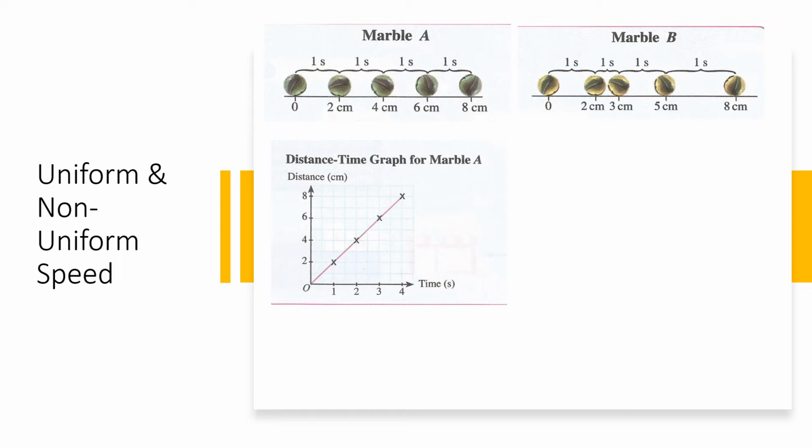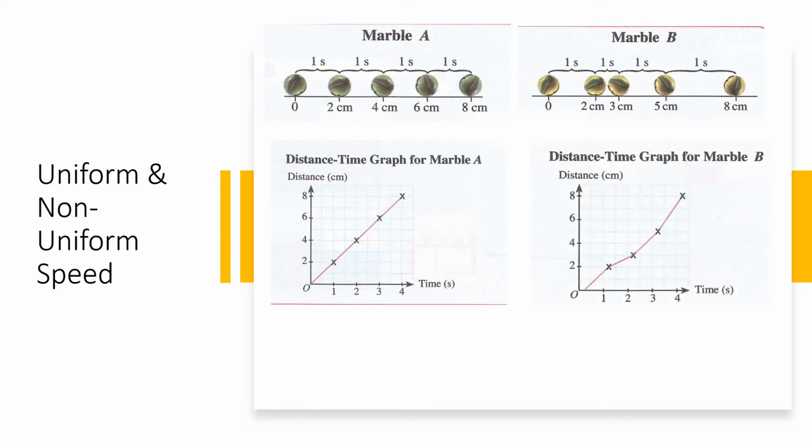So if you look at this, the distance travelled for every second is not the same, which means it is not uniform. So if we draw a graph, you will not get a straight line for the distance-time graph. For the first second it travels 2 cm, then for the next second it only travels 1, then 2 cm, and the last one is 3 cm. So you will not get a straight line. This is the difference between uniform speed and non-uniform speed.